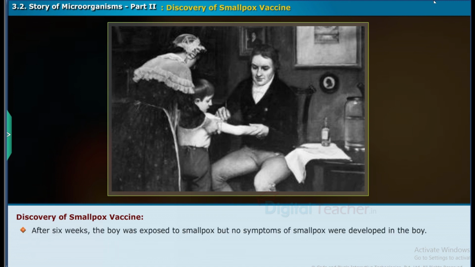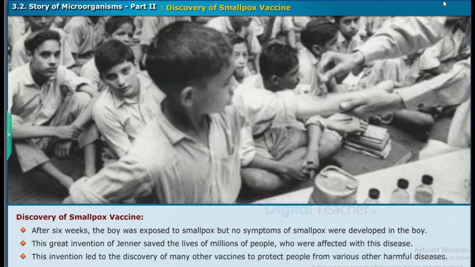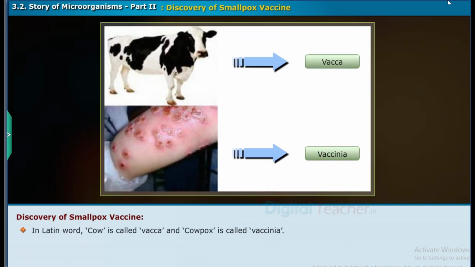After 6 weeks, the boy was exposed to smallpox, but no symptoms of smallpox were developed in the boy. This great invention of Jenner saved the lives of millions of people who were affected with this disease. This invention led to the discovery of many other vaccines to protect people from various other harmful diseases. In Latin word, cow is called vacca and cowpox is called vaccinia.